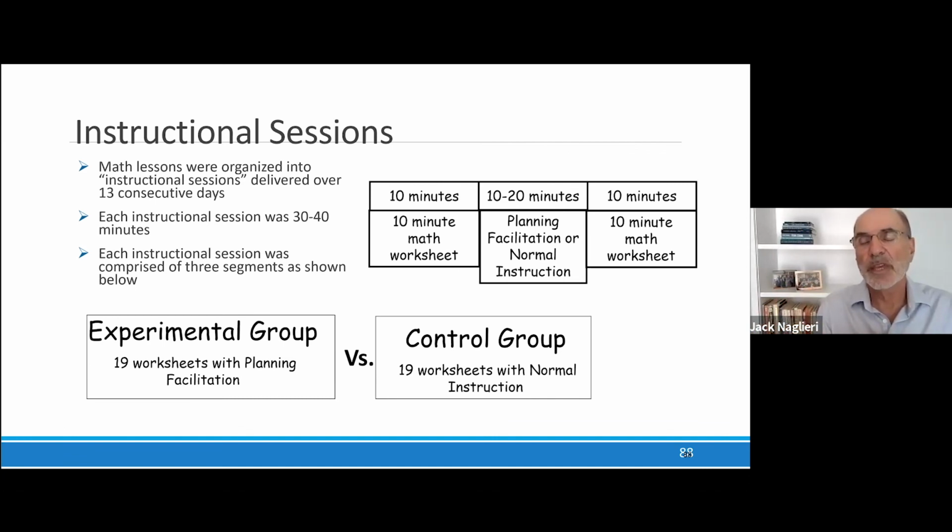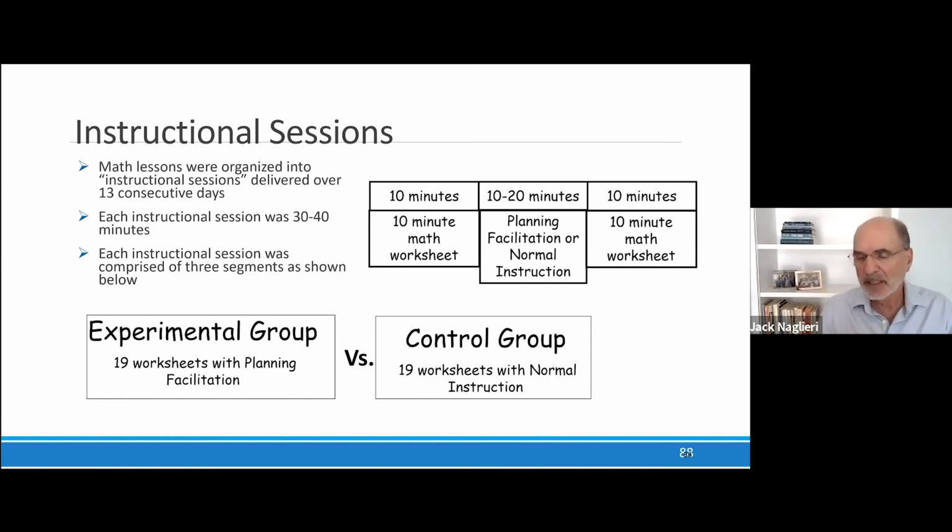The method was we would give the kids 10 minutes to complete the math worksheets. There were 4 pages of math. And then we would have something in the middle, and then 10 more minutes to do more math. The something in the middle for the control group was more math instruction. Think about that. Kids got more math instruction. The kids in the experimental group got this technique, which I call planning facilitation.